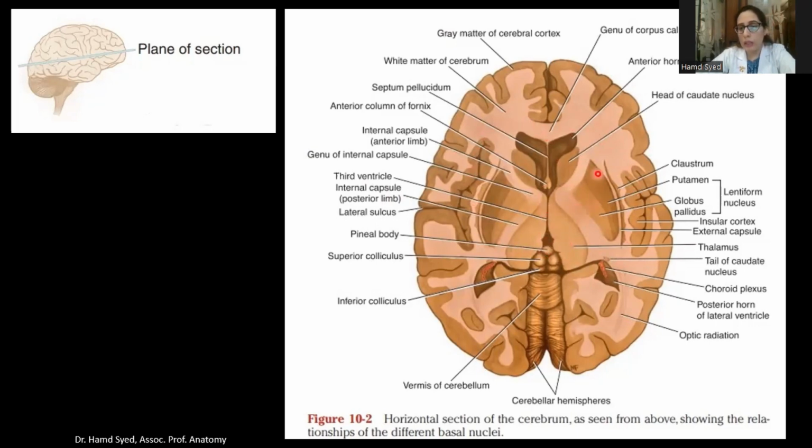Also, you have to notice that lateral to the lentiform nucleus is the white matter known as the external capsule. So this lentiform nucleus is lying between the internal capsule medially and the external capsule laterally. And then lateral to the external capsule is this sheet of gray matter, the claustrum, which I told you may be included within the basal nuclei. And external to that, you can see the insular cortex. This is the area of gray matter which is buried deep within the cerebral hemisphere. This is known as the insular cortex.